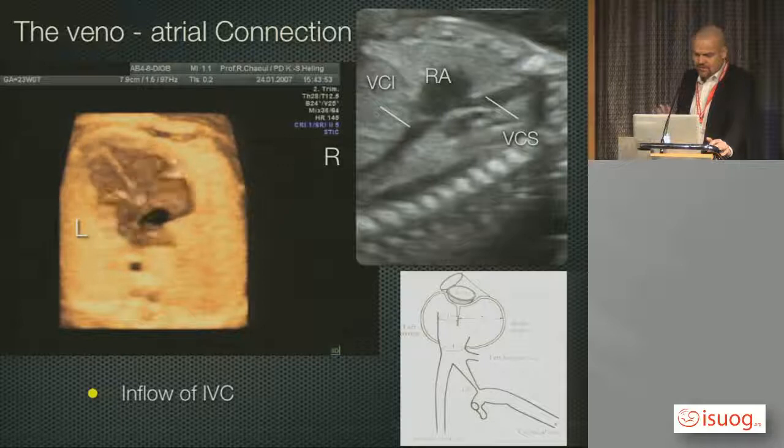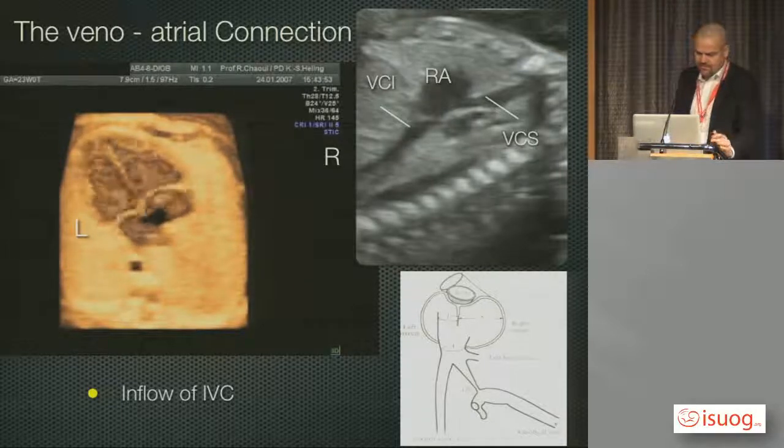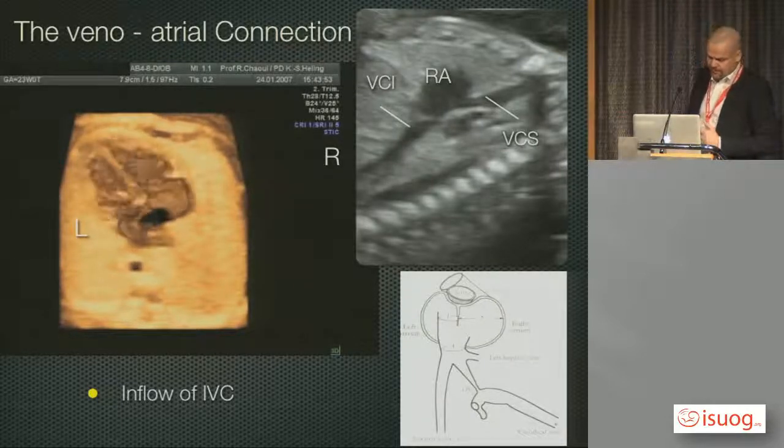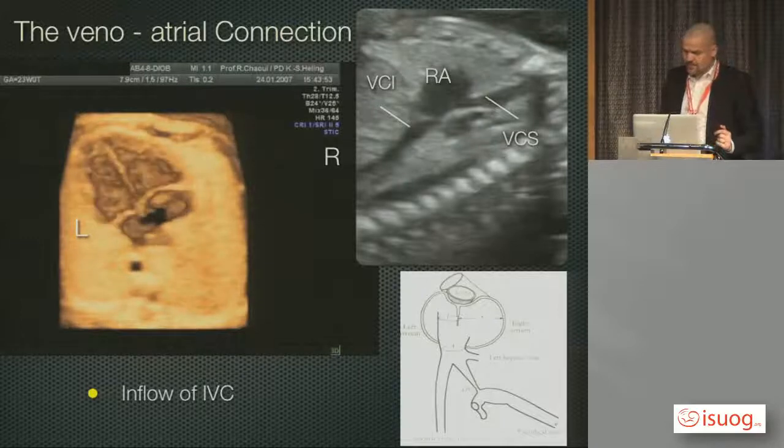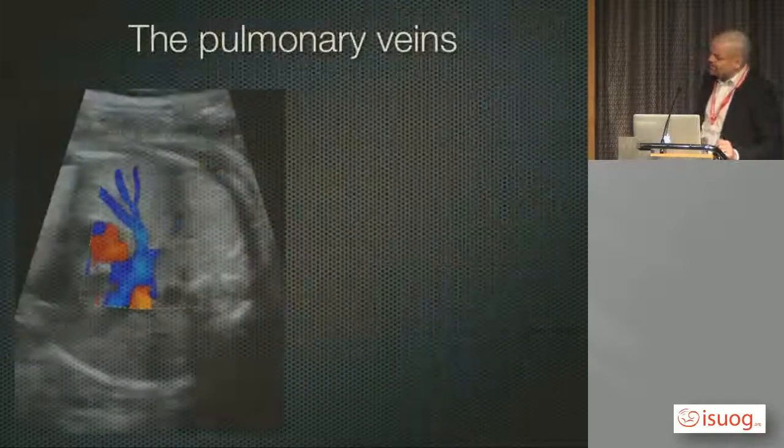At that point, I always understand the function of the crista dividens, which divides the blood flow from the lower part of the fetus into the left and to the right atrium. The next step are the pulmonary veins.